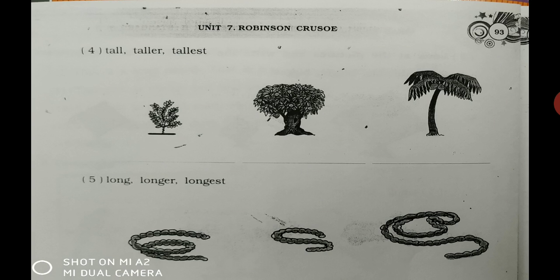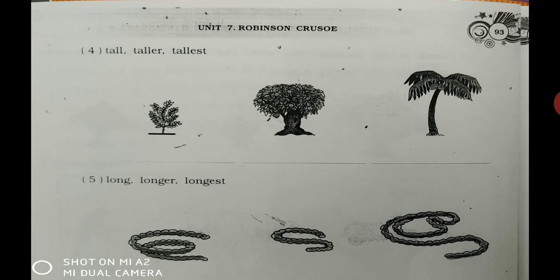One is maybe tulsi, second one is a mango tree, and third one is a coconut tree. So let's just compare. What is the adjective form that has been given here? Tall, taller and tallest. Which is the tallest among these three trees? Coconut tree. So the third tree is a coconut tree, and below the coconut tree we can write here tallest.